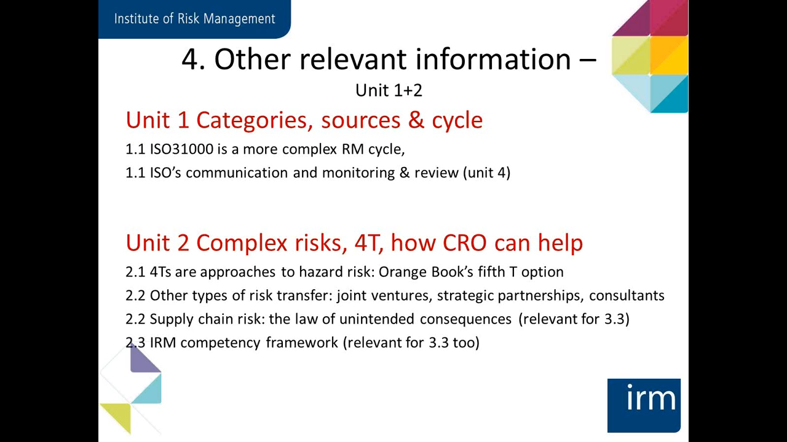Unit 2 then, some points to take into account for your revision here. Learning Outcome 2.1, don't forget that the 4 T's are approaches to hazard-based risks only. They don't deal with opportunities. And therefore draw your attention to the Orange Book, which is in your reading materials. The 5th T option is all about dealing with opportunity type of risks. So that's quite a relevant area for you to pick up on as well.